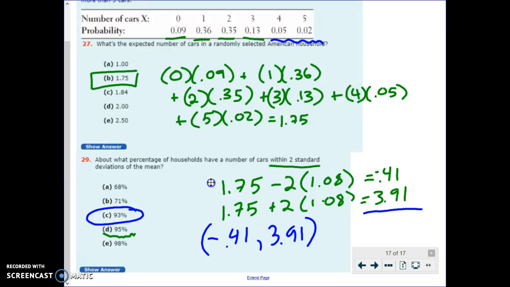So that should hopefully answer the question as to why it's not 95% within 2 standard deviations. We automatically assume or default to the normal curve, but that's not the case here. So hopefully this answers the question and clarifies any confusion about this topic.